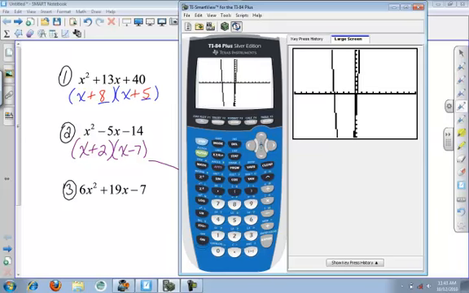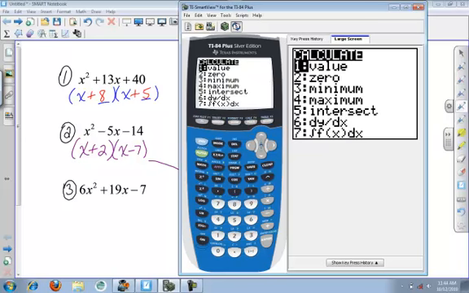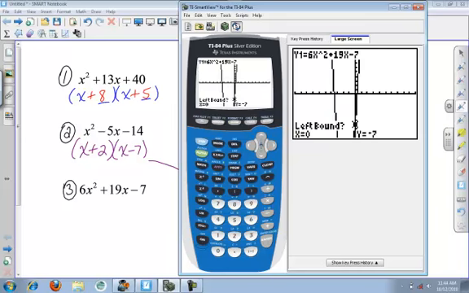Okay, we do see two x-intercepts. It's actually pretty clear that they're not going to be integers. So we're going to calculate this first x-intercept, the negative one. Calculate a zero, so we want option 2. We're going to move the cursor to the left of that x-intercept. There we go. That's the left side. Now move over to the right of that x-intercept. Maybe right there is fine. Okay, negative 3.5 is that x-intercept.